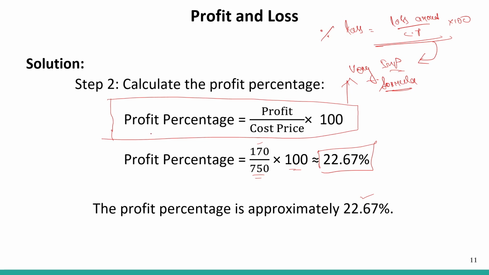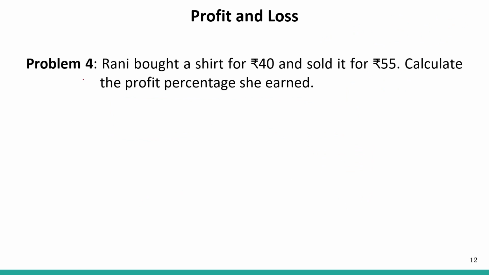So if we want to calculate the profit percentage, we keep the profit at the numerator. And when we are calculating the loss percentage, we keep the loss at the numerator. Okay. Loss amount. All the other things, the cost price always remains in the denominator. Here also the cost price always remains in the denominator, and we always multiply it by 100 to get it in percentage form. Okay. So the profit percentage came out to be 22.67%. So let's see 4 number question.